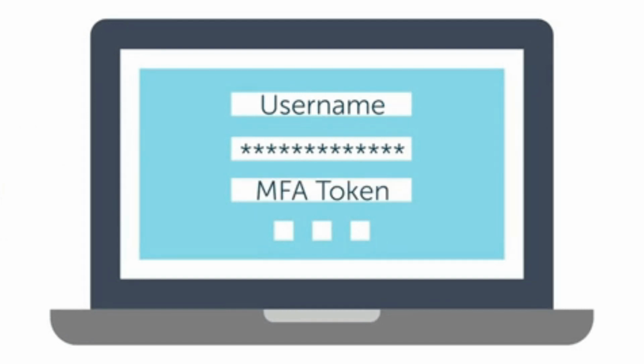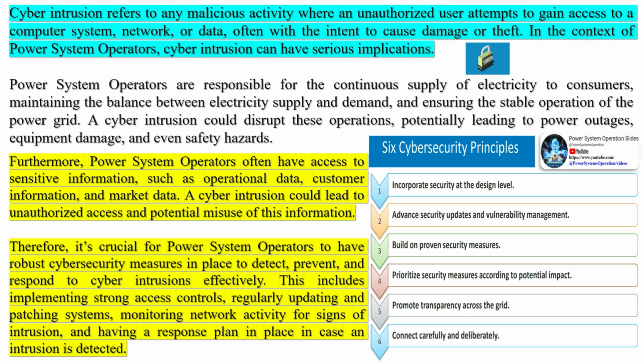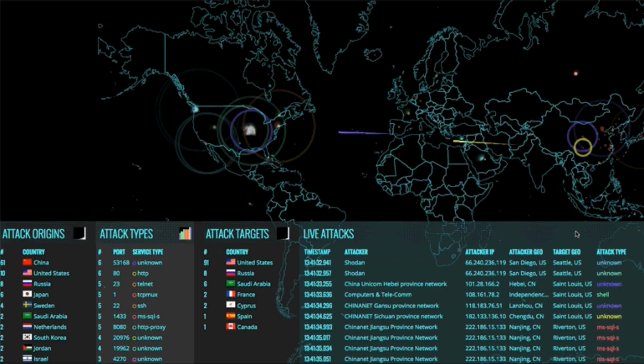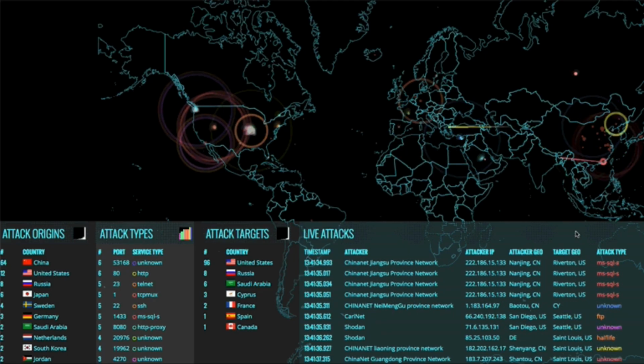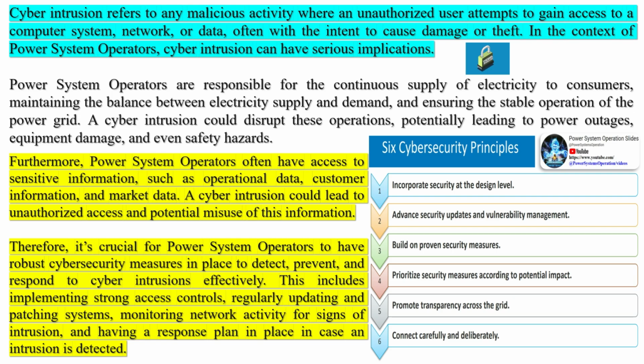Therefore, it's crucial for power system operators to have robust cybersecurity measures in place to detect, prevent, and respond to cyber intrusions effectively. This includes implementing strong access controls, regularly updating and patching systems, monitoring network activity for signs of intrusion, and having a response plan in place in case an intrusion is detected.